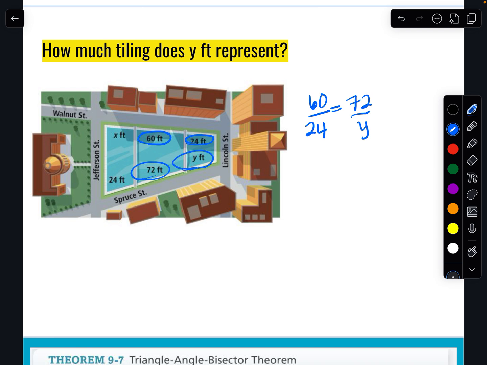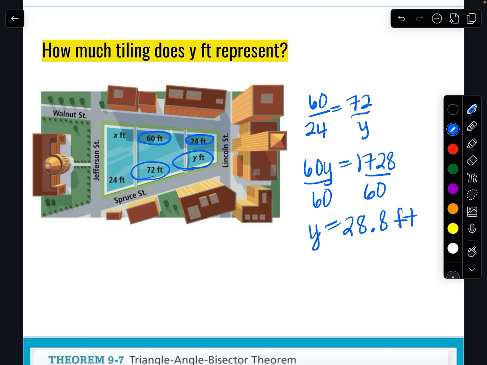And then solving this, 60 times y is 60y. 24 times 72 is 1728. Divide both sides by 60, and we get that y is 28.8 feet.